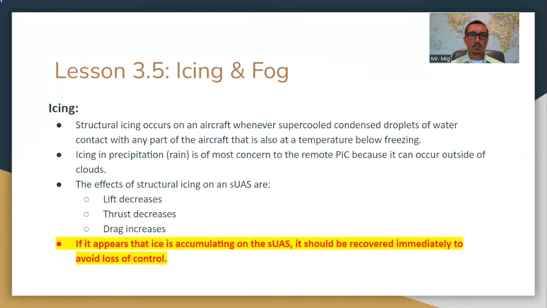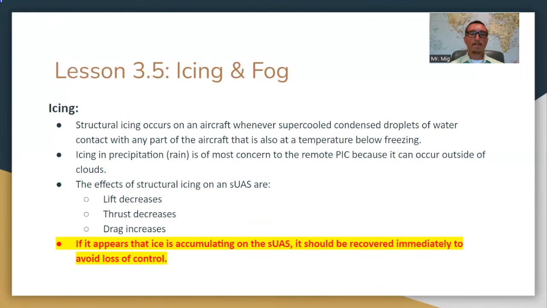Icing in precipitation is of most concern to the remote PIC because it can occur outside of clouds, right? So if there's rain that then starts to freeze to your propellers, that could be bad, right? Because then it's going to cause your aircraft to be heavier and sluggish, and it could fall out of the sky. The effects of structural icing on an SUAS are lift decreases, thrust decreases, and drag increases. If it appears that ice is accumulating on the SUAS, it should be recovered immediately to avoid loss of control. You don't want your aircraft falling out of the air, and you don't want to lose your aircraft either. But more importantly, you don't want it to fall out of the air because it can fall on somebody.